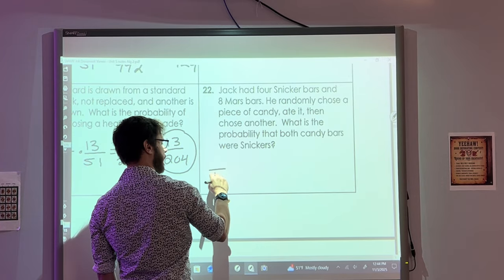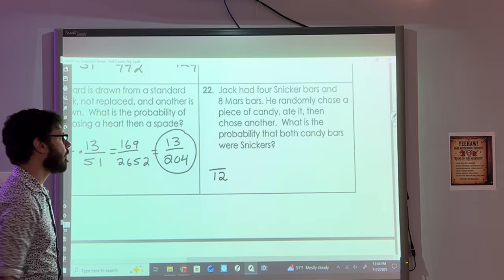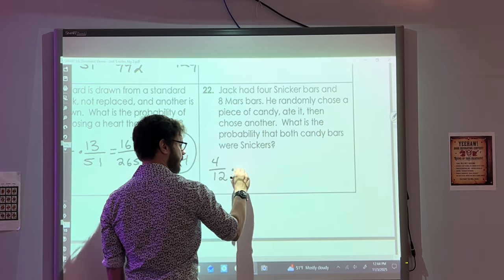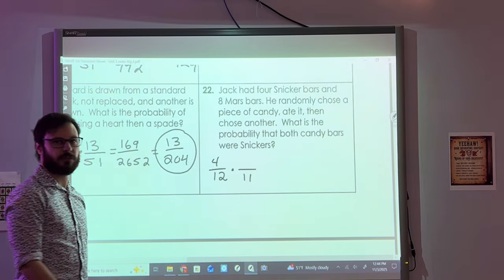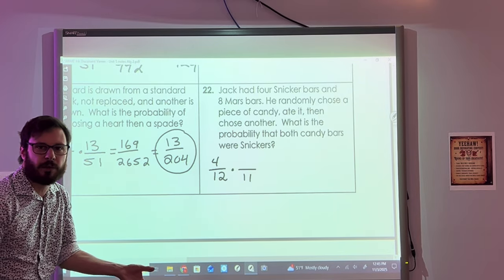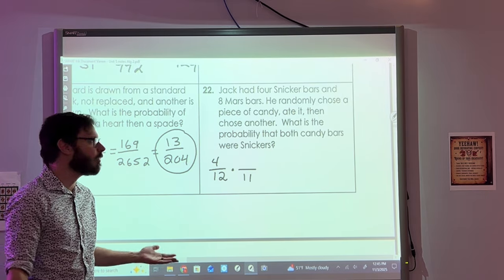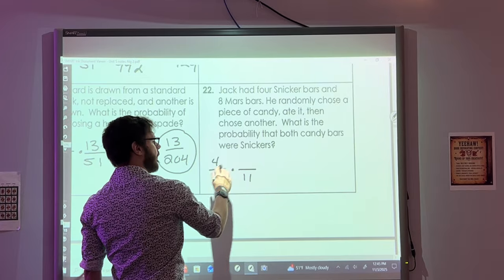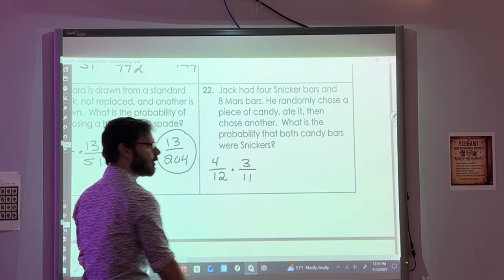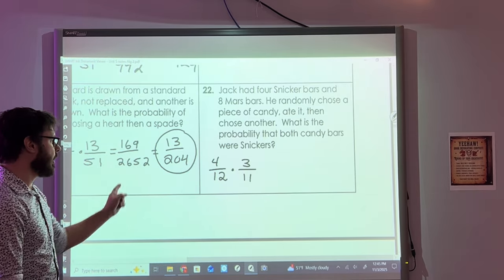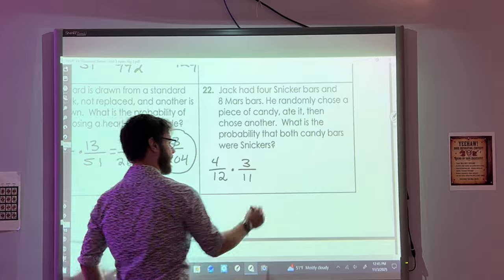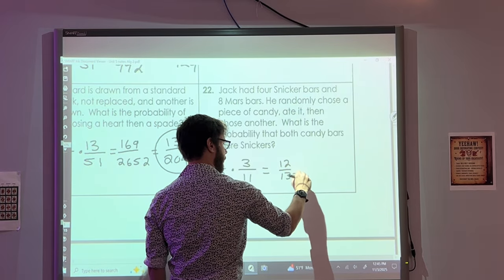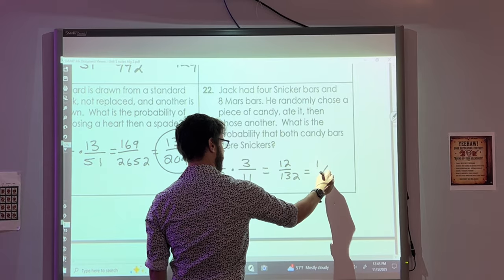Anyway, there were 12 candy bars. Probably they were both Snickers. He had 4 Snickers at the beginning, and then he ate one. There's only 11 candy bars left. He's not puking it back up and putting it in the bag. I mean, maybe he is. Jack is a weirdo. He spells and then writes numbers. Okay, Jack is a sociopath. But assuming that he didn't regurgitate his candy, we are going to have 3 Snicker bars left. 3 of 11. That's going to reduce to 12 over 132, which is 1 out of 11.